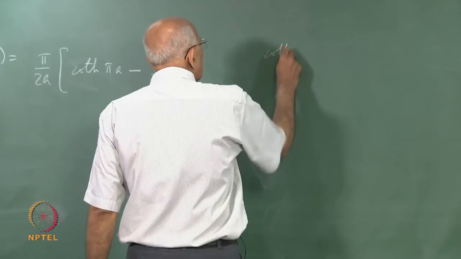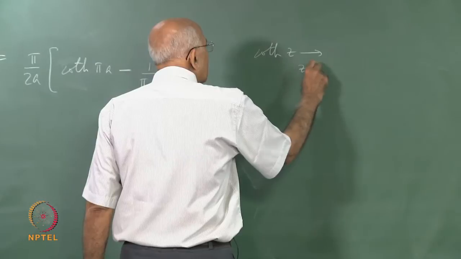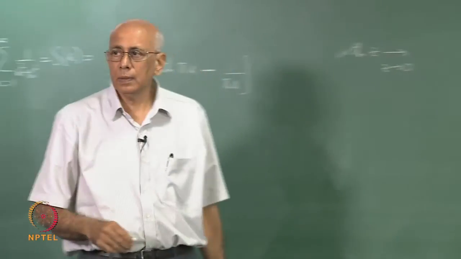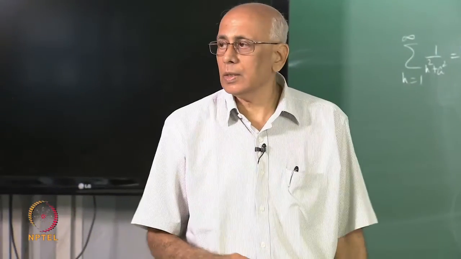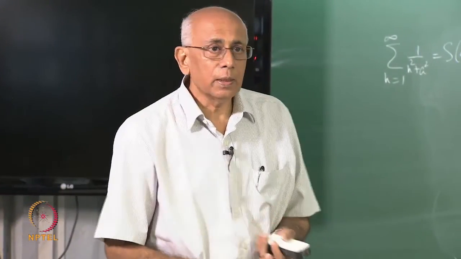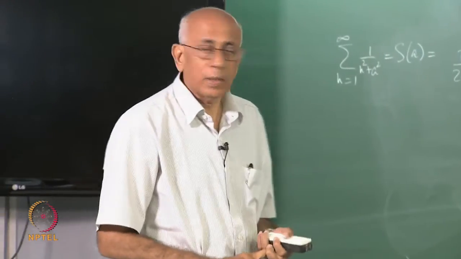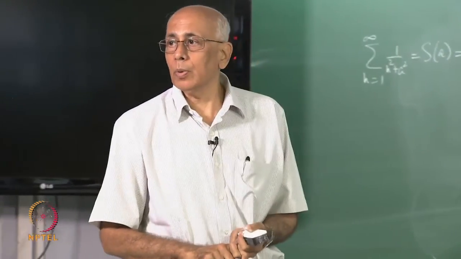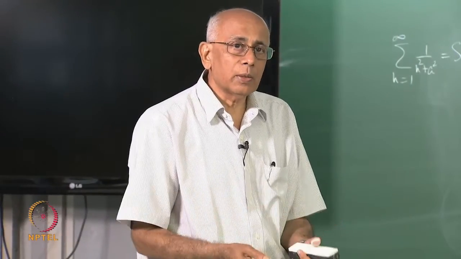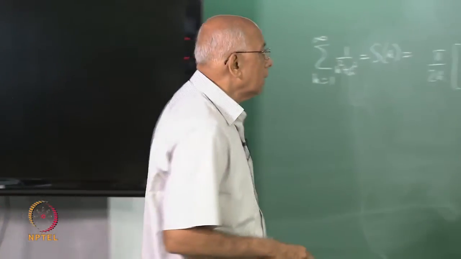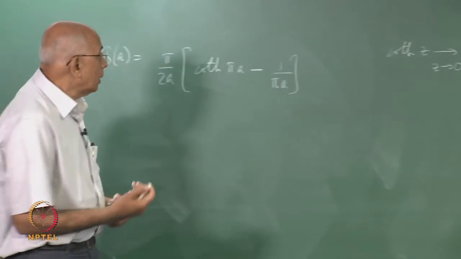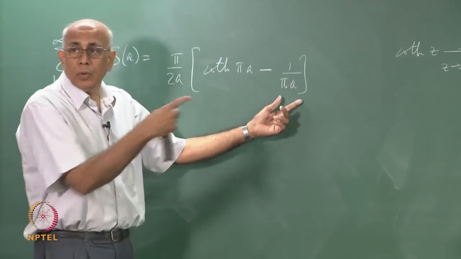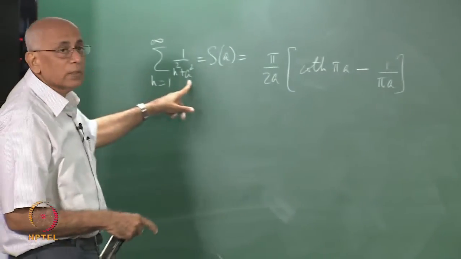What does coth z do as z goes to 0? What do you think it does? Coth is cosh over sinh, but cosh is regular, it's just 1 at that point, but the sinh is singular, it has a zero. So, this coth has a simple pole. Just as cot z has a simple pole at z equal to 0, so does coth at z equal to 0. So, the question is, what is the leading term? We need to find out, and then it must cancel against this, because I am going to let a go to 0.